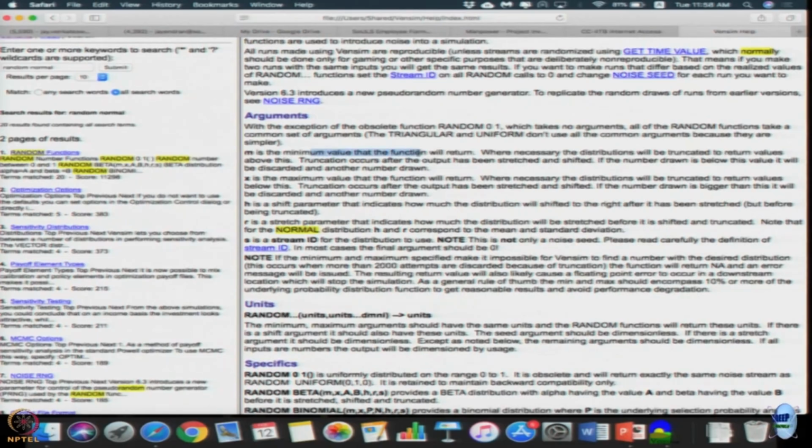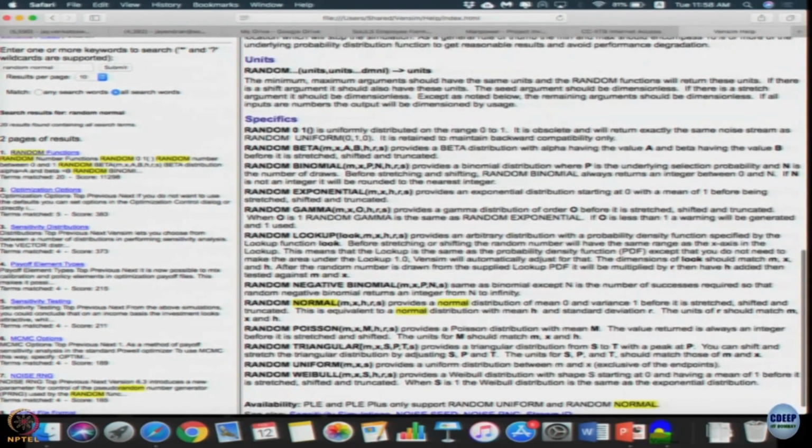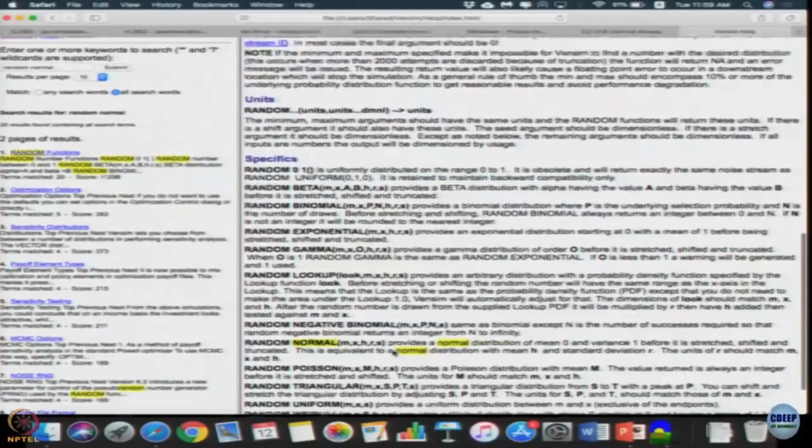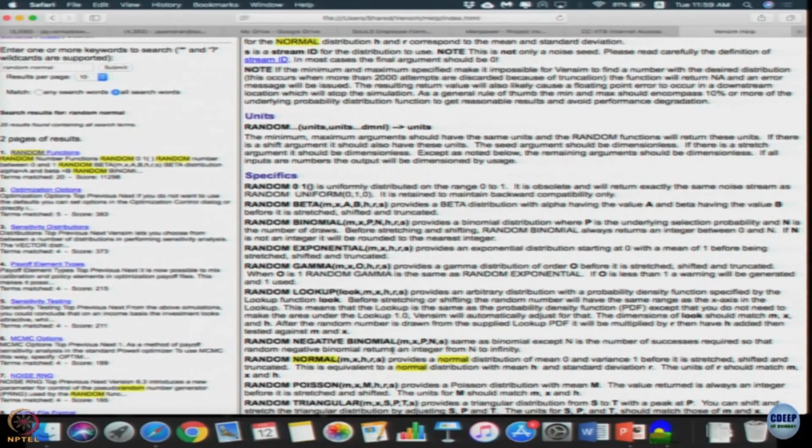M is the minimum value it will return, X is the maximum. So, M and X give a minimum and maximum for a truncated normal distribution. You can't give it minus infinity or plus infinity. If you really want it, then you give a really large positive number and a really large negative number. So, minimum value, maximum value, mean, standard deviation, and S, I think, stands for seed number, so that when you run it multiple times, we generate the same random number. That is enough for now.